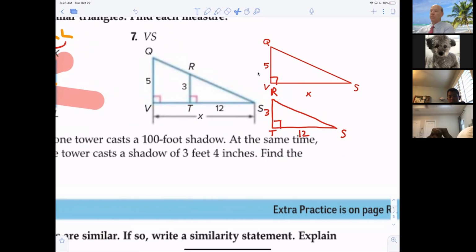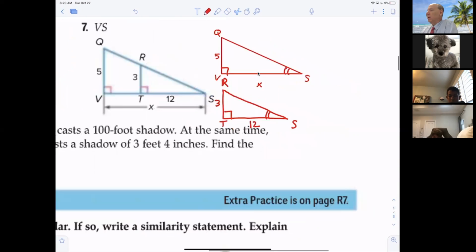All right, sorry, I'm plugging in my iPad. All right, so again, hold up now. Tell me, everybody's okay with that, correct? Because we know that angle S is congruent to itself. That's how we know those are similar.